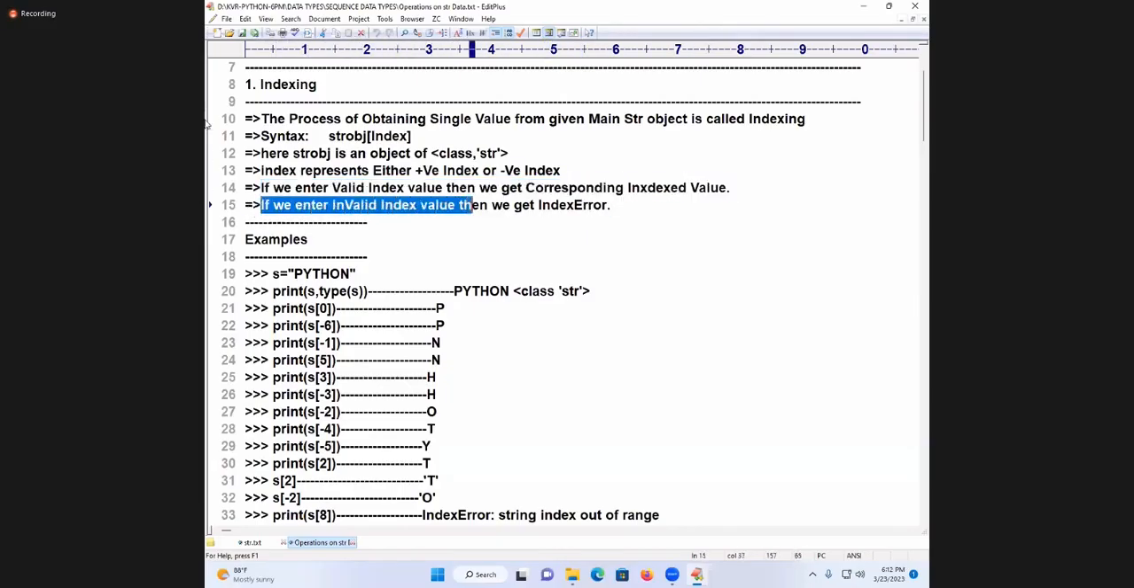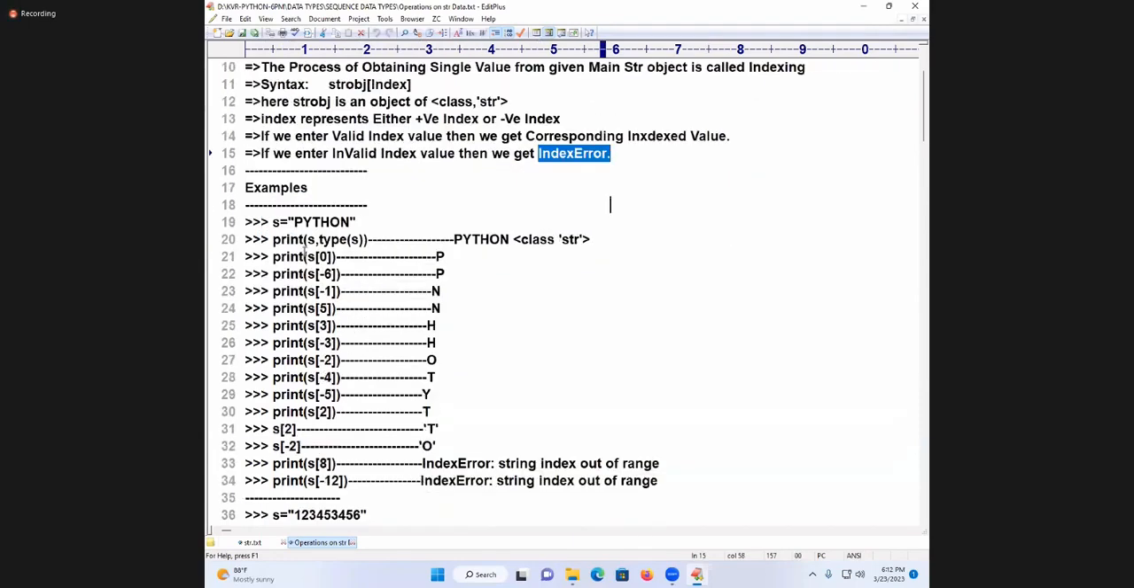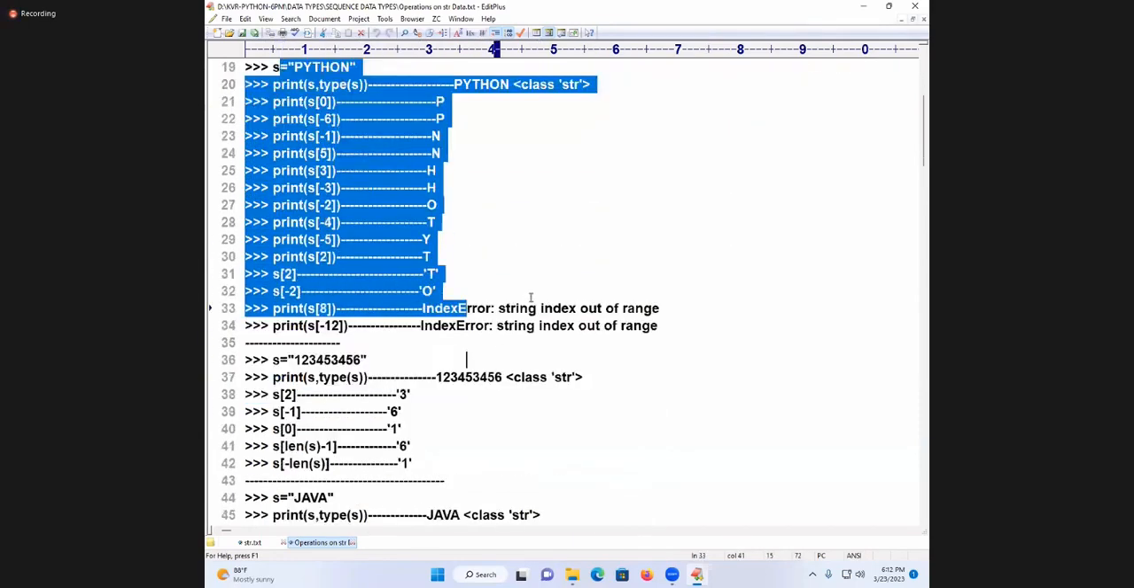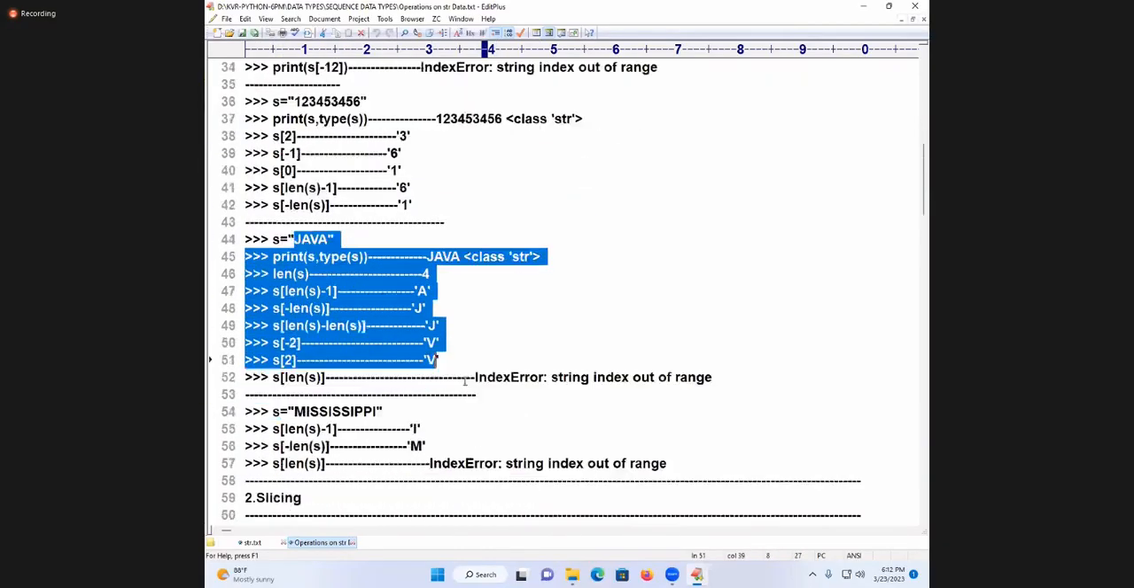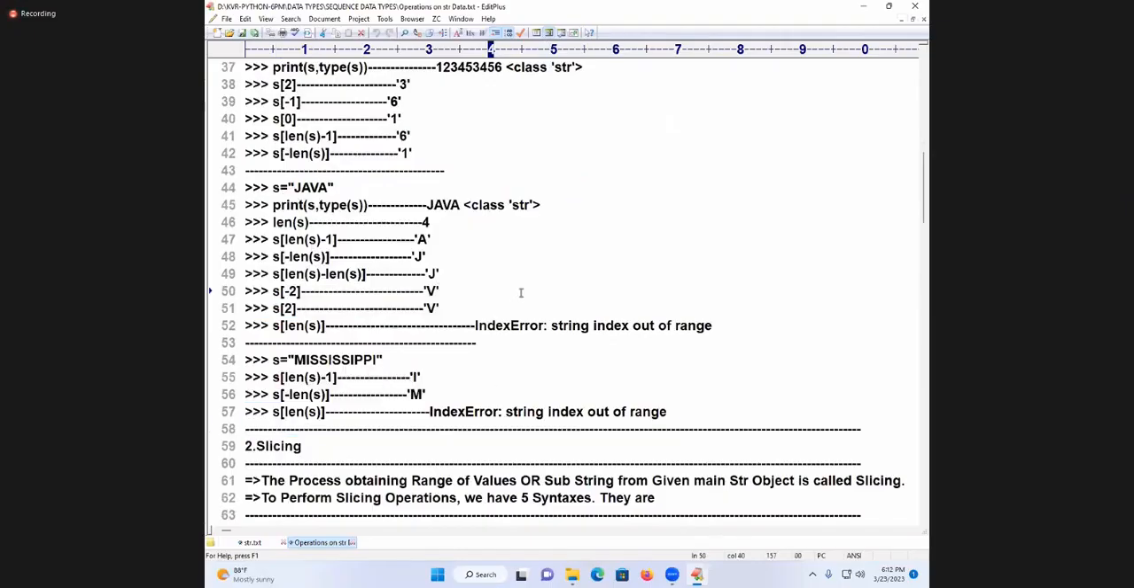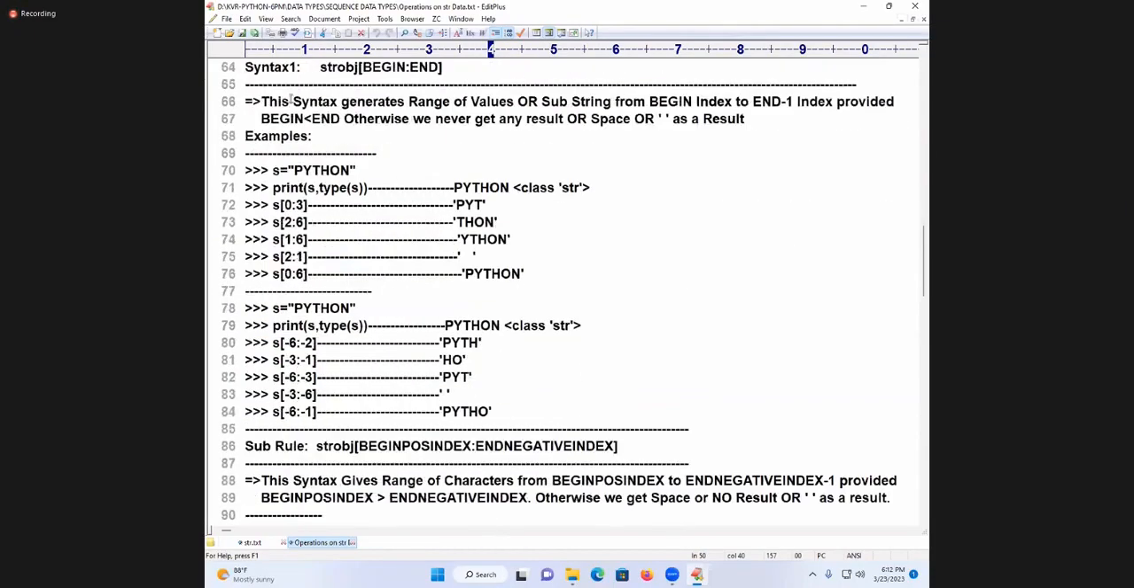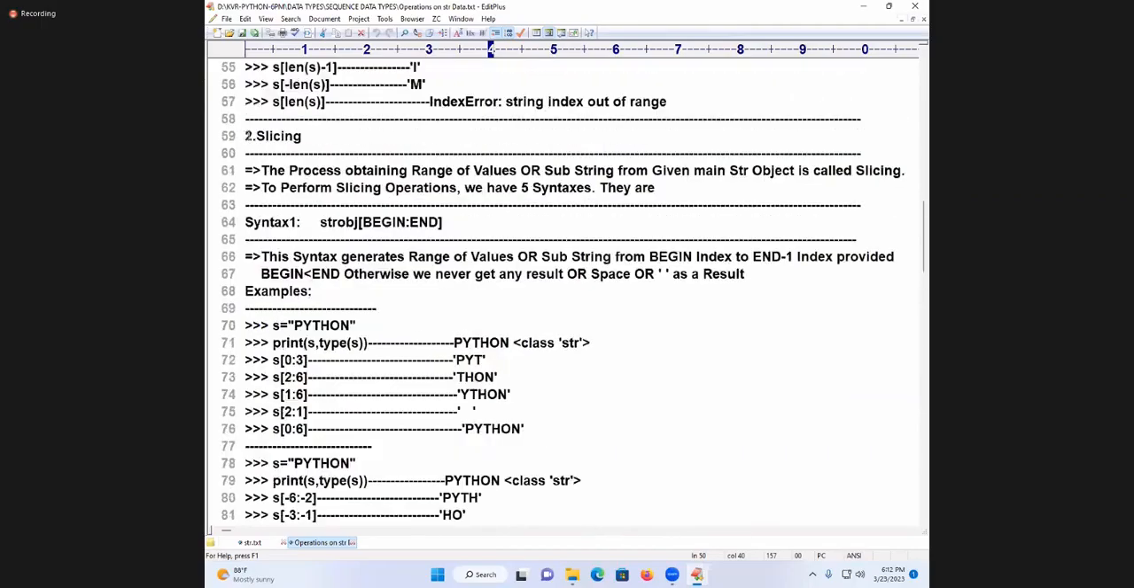If we enter a wrong, invalid index, we get what? Index error. And you have seen some examples with numerals and some strings, and you have seen indexing and slicing. Now slicing started there, students. Slicing is very, very important in real time. The process of obtaining a range of values or substring from a given main STR object is called what? Slicing. To perform the slicing operation, we have 5 syntaxes.